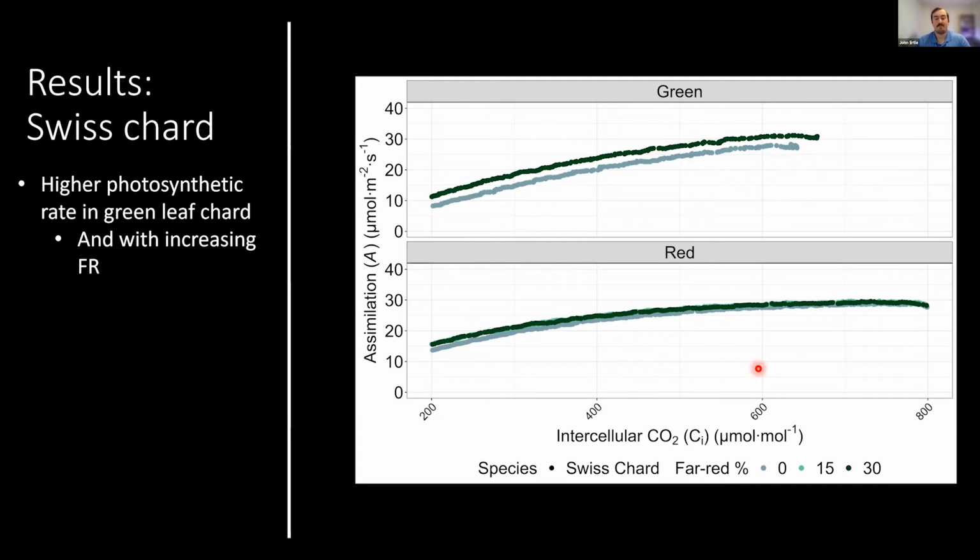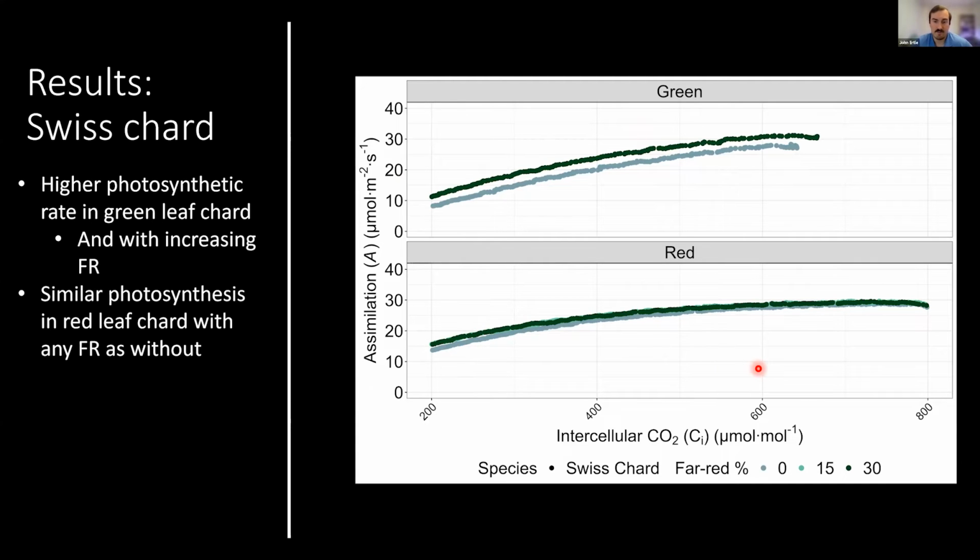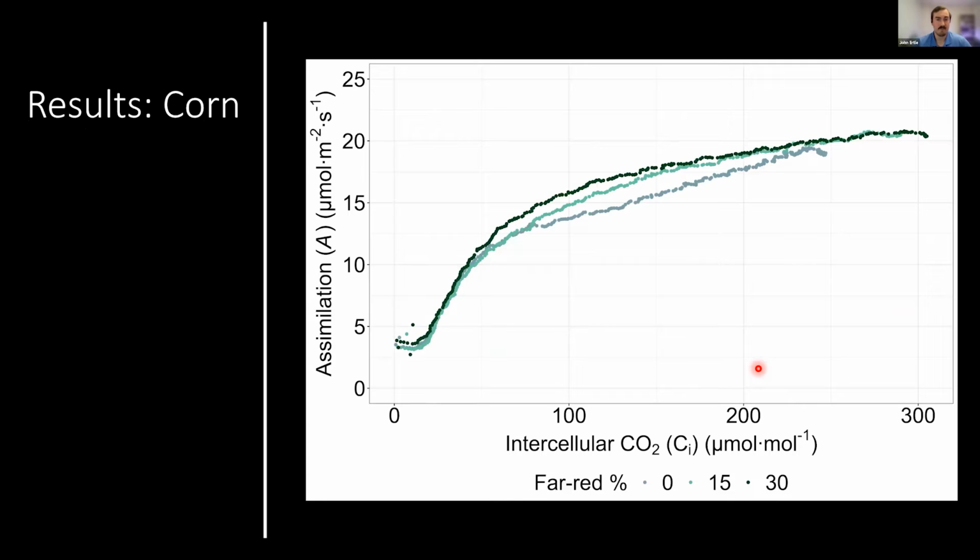And so this could be related to things like anthocyanins and photoprotective pigments in red leaf Swiss chard, but it is interesting to see that the green leaf Swiss chard had a much higher photosynthetic rate across that entire range of CO2, which is not so similar to how the red leaf Swiss chard responded here.